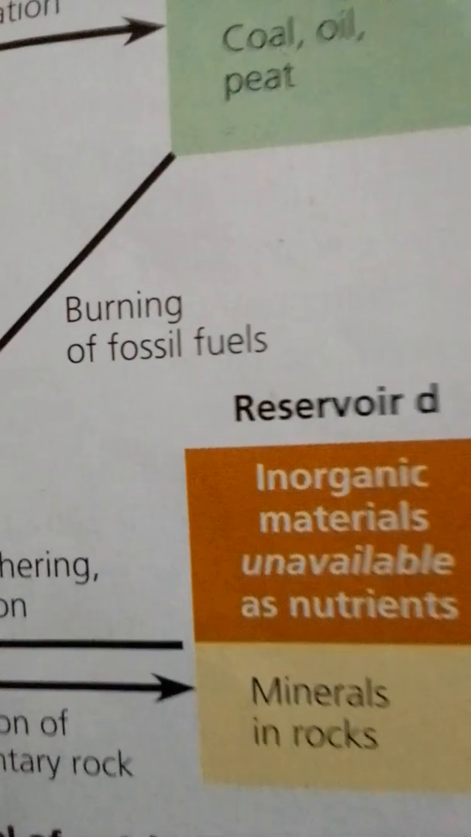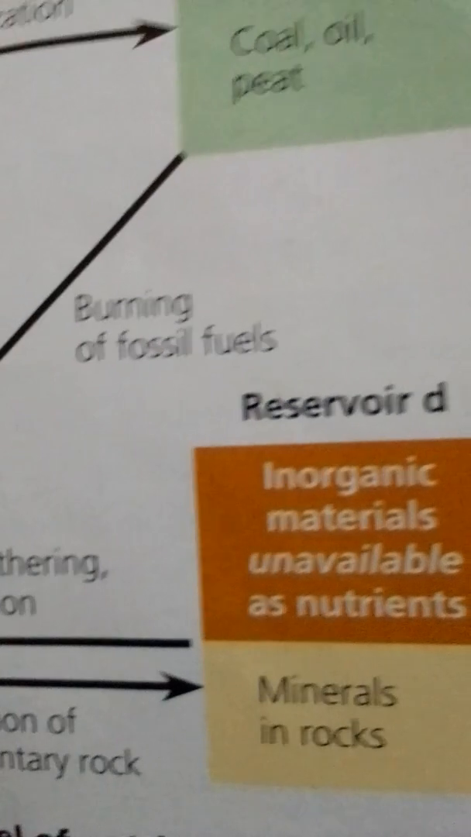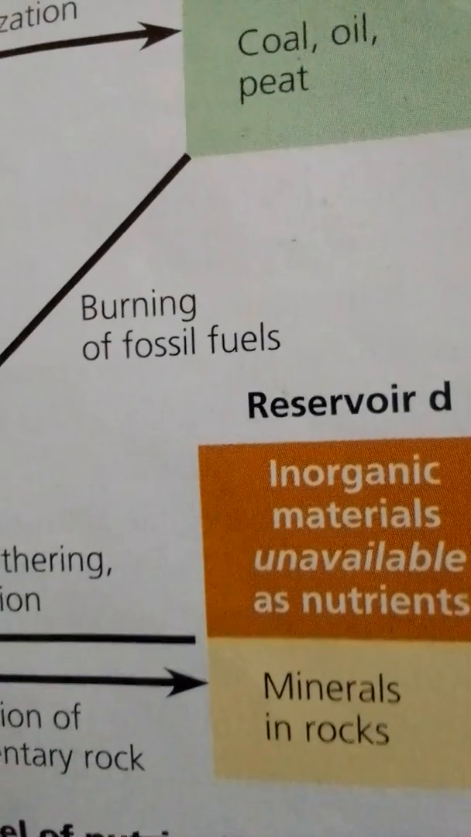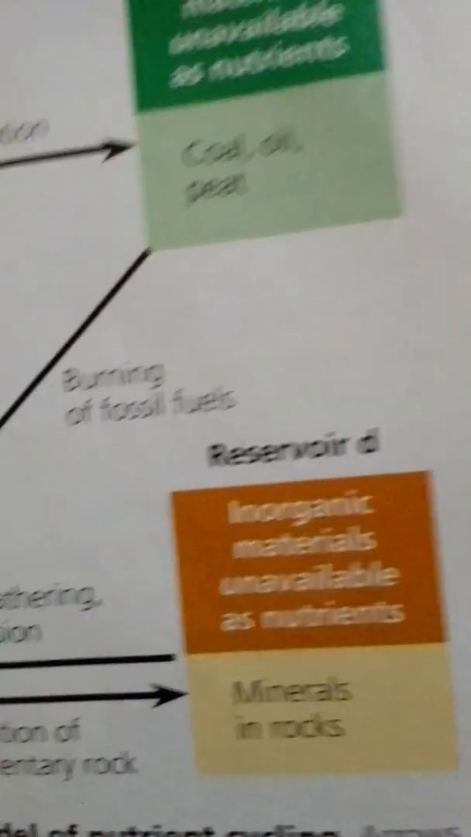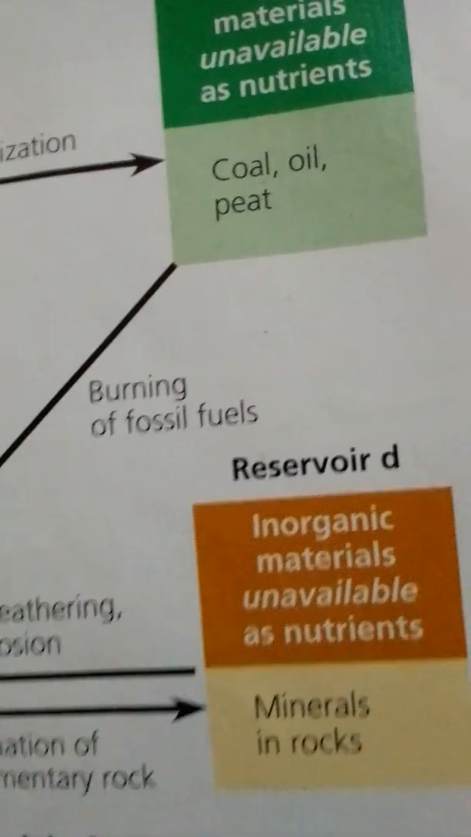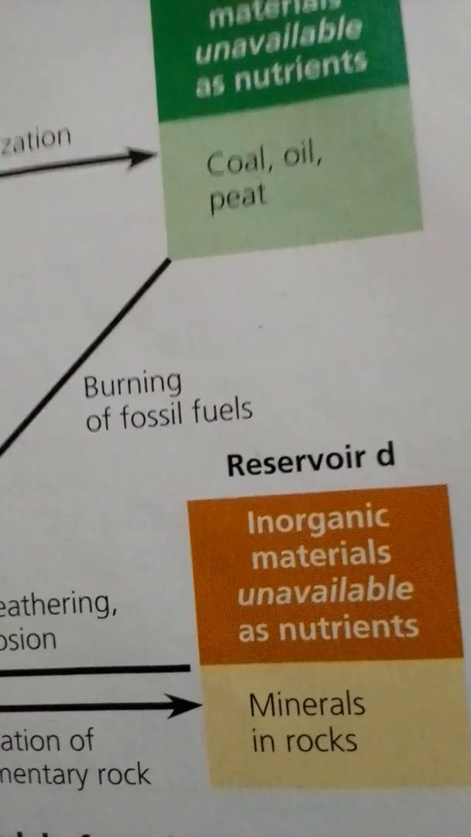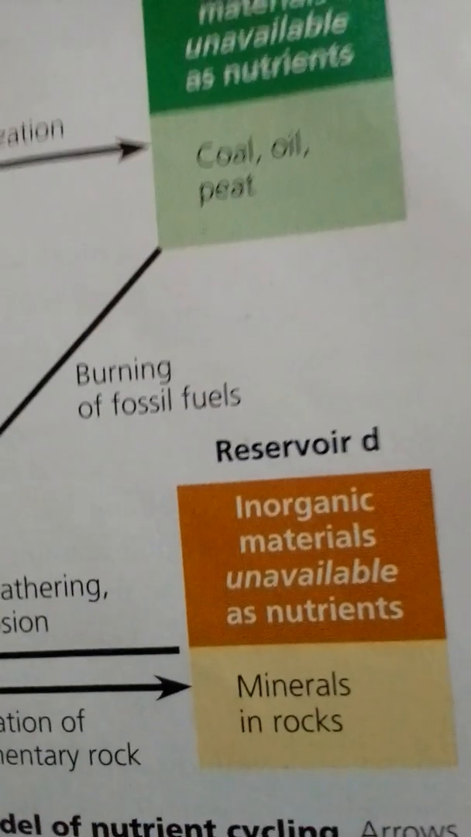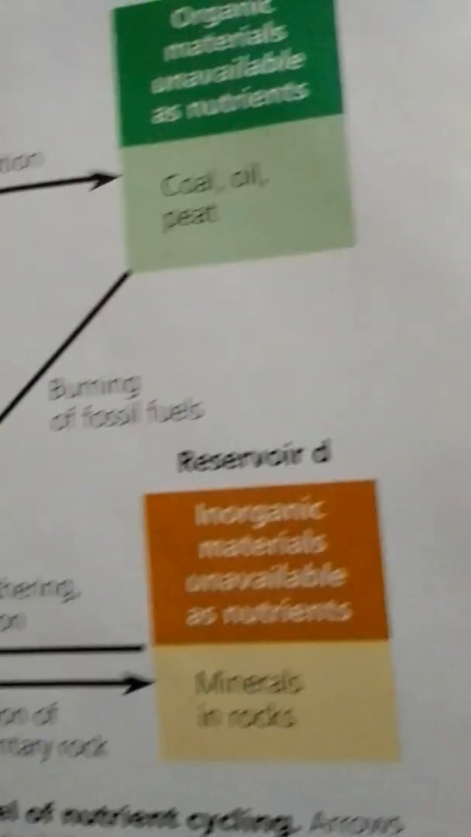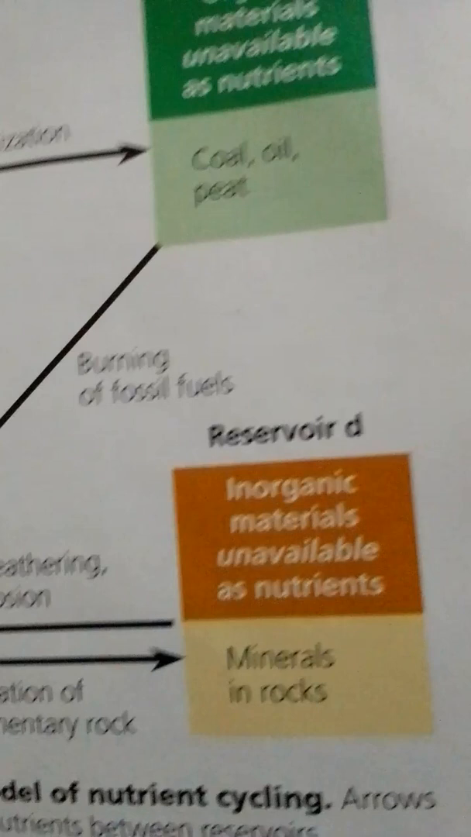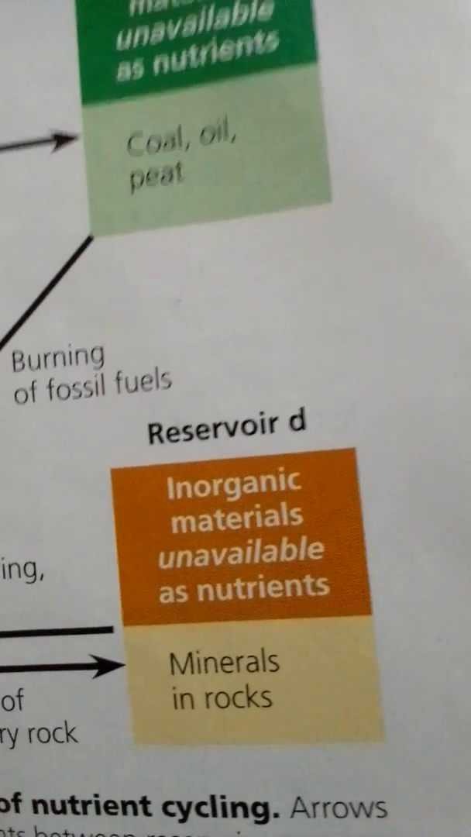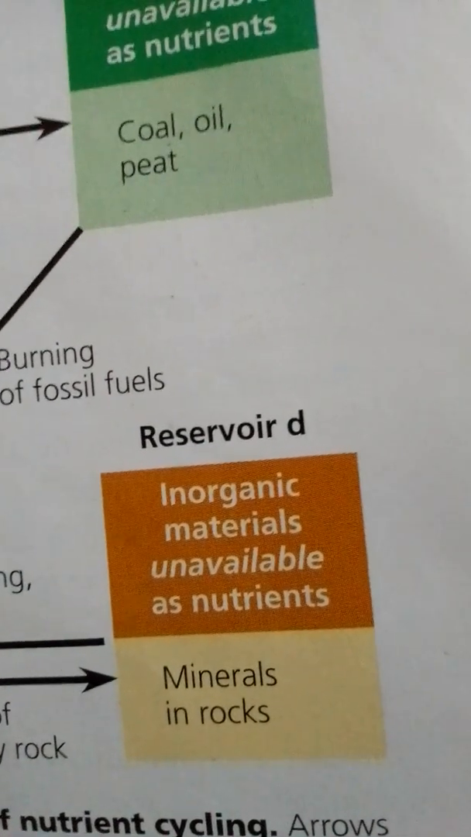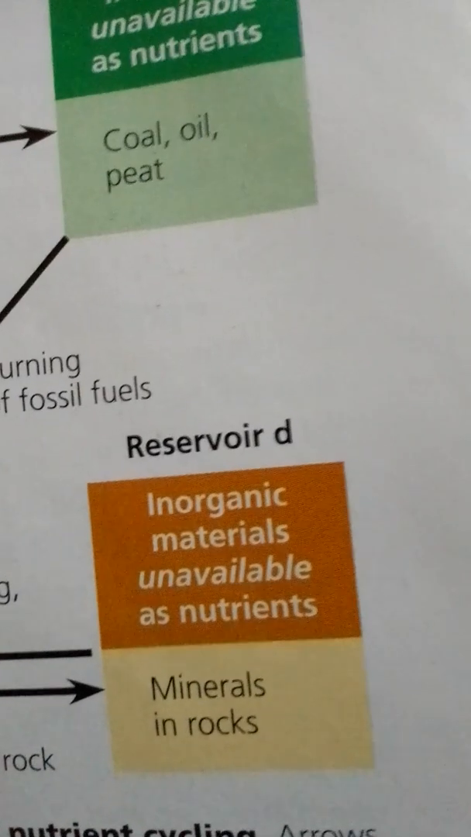Before examining the details of individual cycles, let's look at a general model of nutrient cycling that includes the main reservoirs of elements and the processes that transfer elements between reservoirs, as shown in this figure. Each reservoir is defined by two characteristics: whether it contains organic or inorganic materials, and whether or not the materials are directly available for use by organisms. The nutrients in living organisms themselves and in the detritus reservoir are available to other organisms when consumers feed and when detritivores consume non-living organic matter.